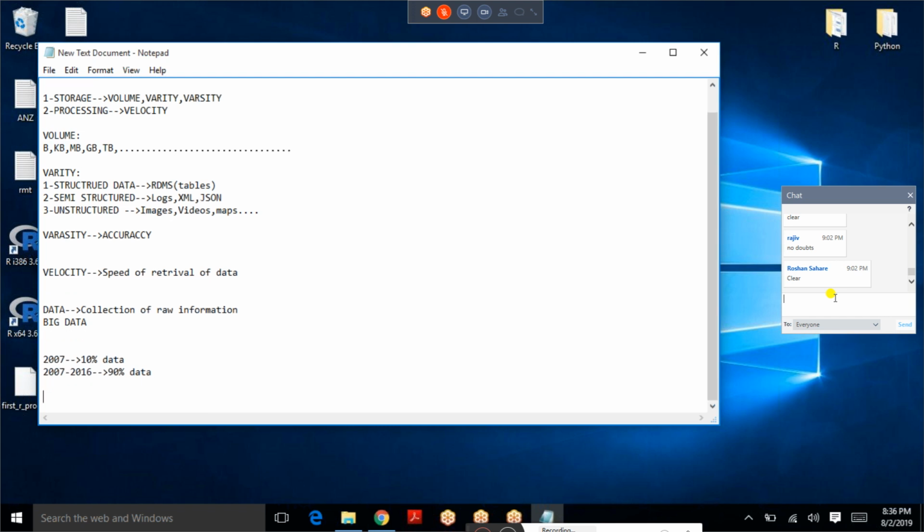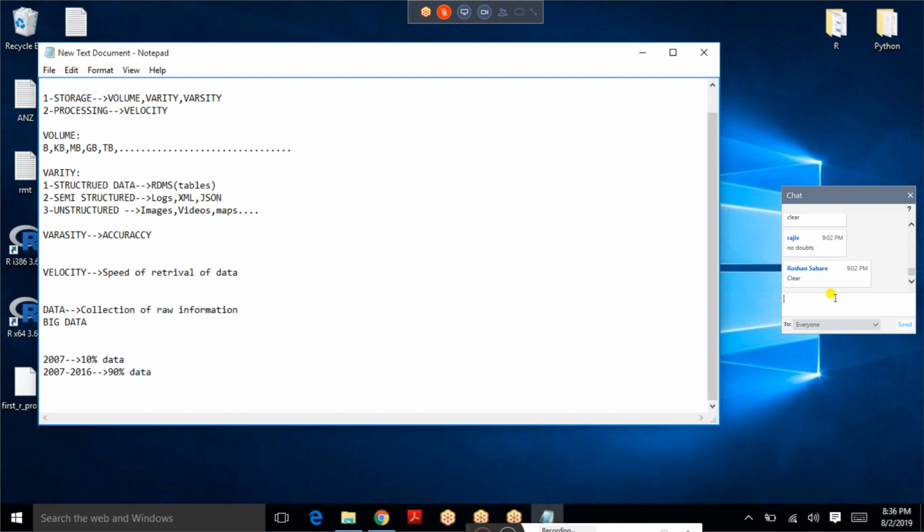Why? Because there is an exponential increase in the generation of data, due to various technologies like IoT, cloud computing and all this stuff. People are storing a lot of data in the cloud or something like that, so that's the reason. So 90% of data exists currently between 2007 and 2016, and before 2007 only 10% of data existed. That's one fact we need to know.